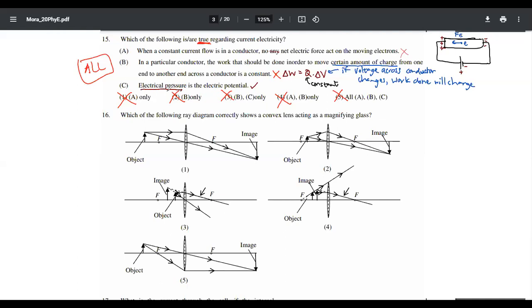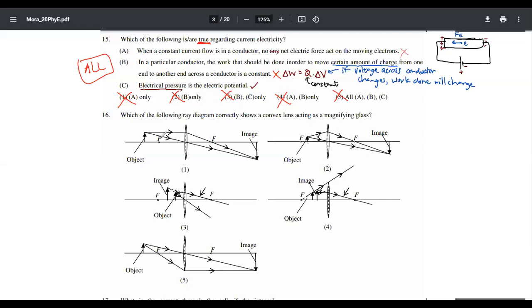Always they say this, compare the flow of electron to flow of water. If you want water to flow, you need a pressure difference. If you want electrons to flow, you need a potential difference. Therefore, C can be taken as correct, but there's no such answer.